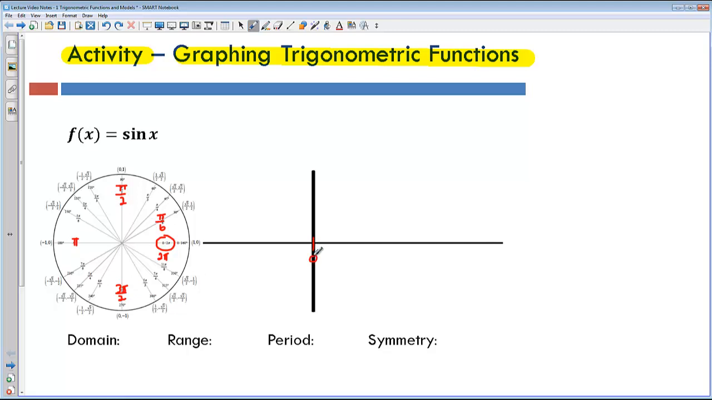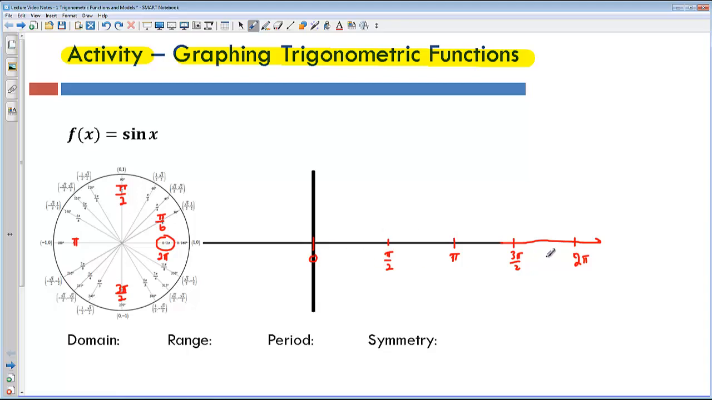So here we'll put 0, and then we'll put pi over 2. And then we'll put pi, and then we'll put 3 pi over 2. And we'll need to extend this line a little bit further. And then over here, we'll put 4 pi over 2, or 2 pi.